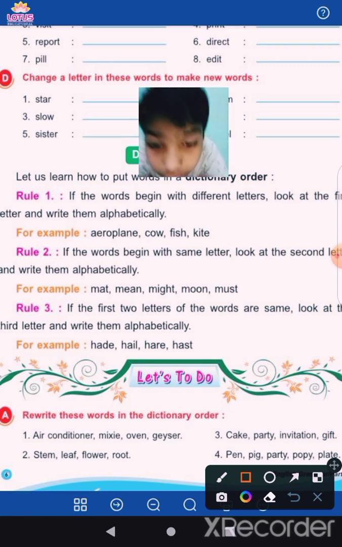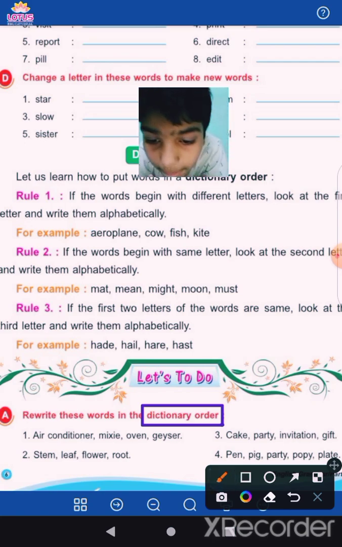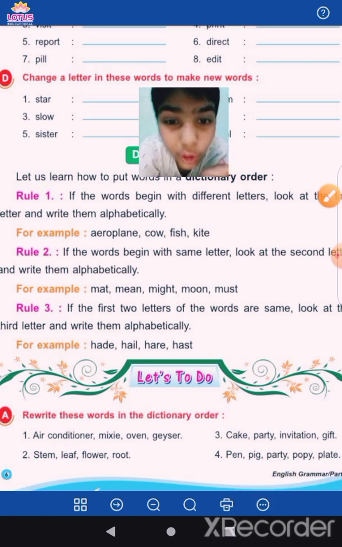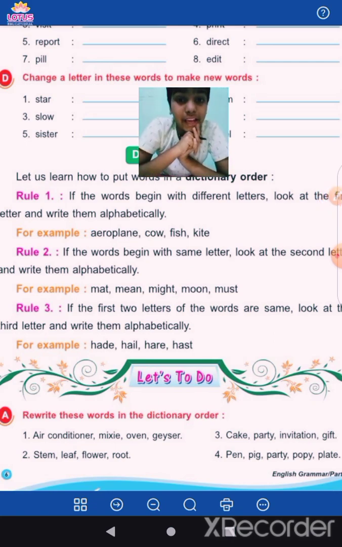Rewrite these words in dictionary order. So you have to follow dictionary order here. So air conditioner, mixie, oven, razor. Now air conditioner, mixie. Okay, this one is easy. All are easy. So try doing them on your own. This is your challenge, so do it. I will be waiting for some time. You can note it down.